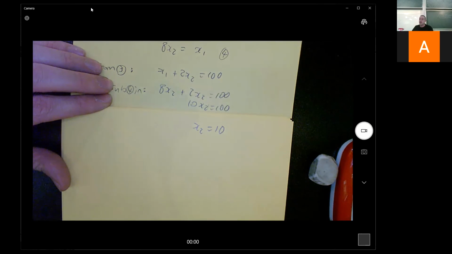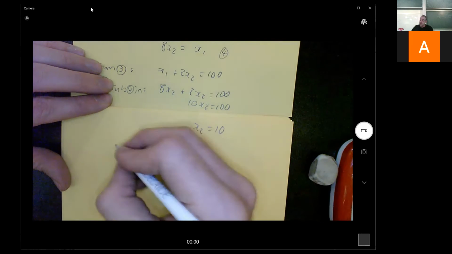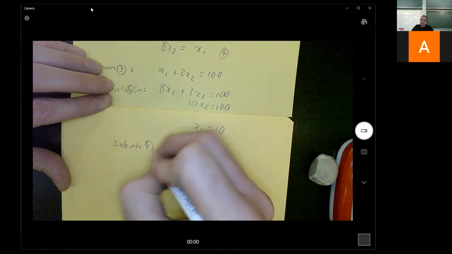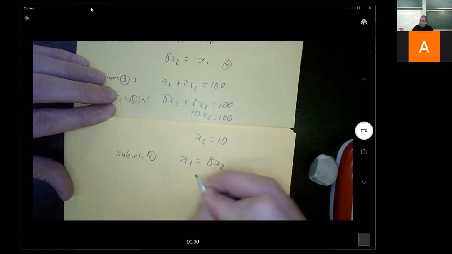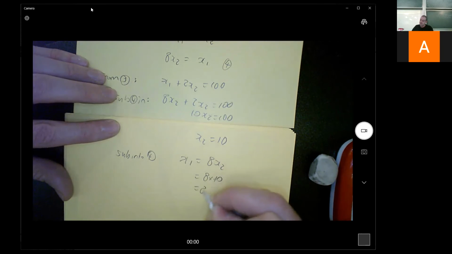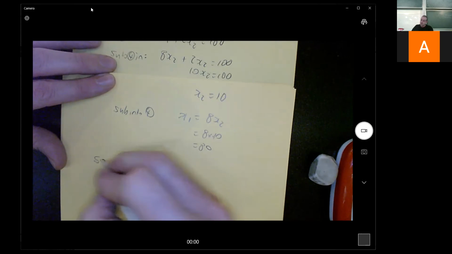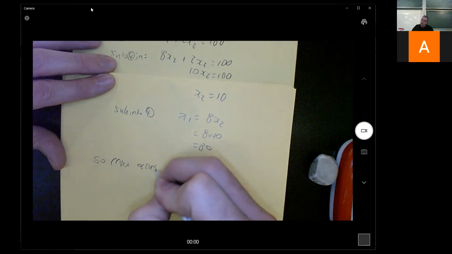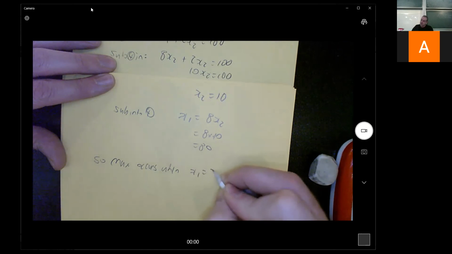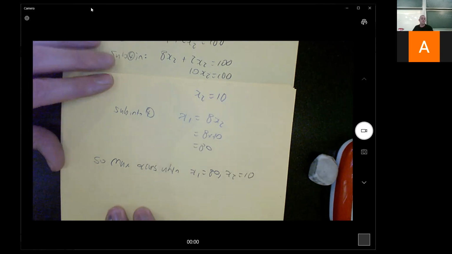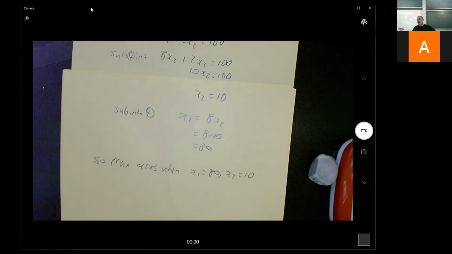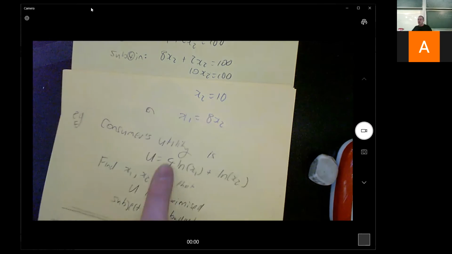And then I can sub that back into whatever I want to try and figure out what x1 is. So I'm going to sub it into number 4, because number 4 said x1 equals 8 x2, which is 8 times 10, which is 80. So the maximum occurs when x1 is 80 and x2 is 10. They didn't actually ask us what the maximum utility was, so we're just going to leave it at that. But if they wanted to know what the actual value of u was, I'd take these numbers and I'd put them back into the original formula.